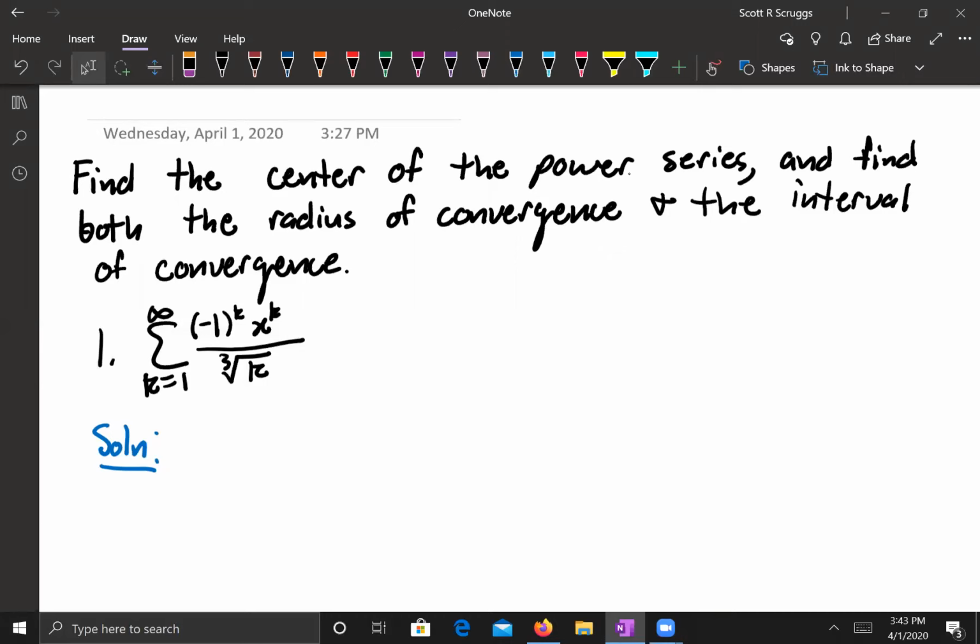I think a couple people joined. Yep. If y'all recently joined, essentially I want y'all to try to find the center of that power series and find the radius and the interval of convergence.